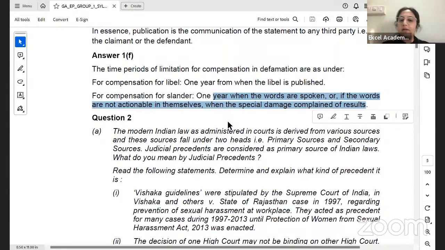So 1 year when the words are spoken or written. That means when I gave a speech directly talking about you, or I'm giving such information, or using such sentences which directly defame you in front of the public, from that day you have 1 year. Or directly I did not defame you, but indirectly it has caused some special damage.